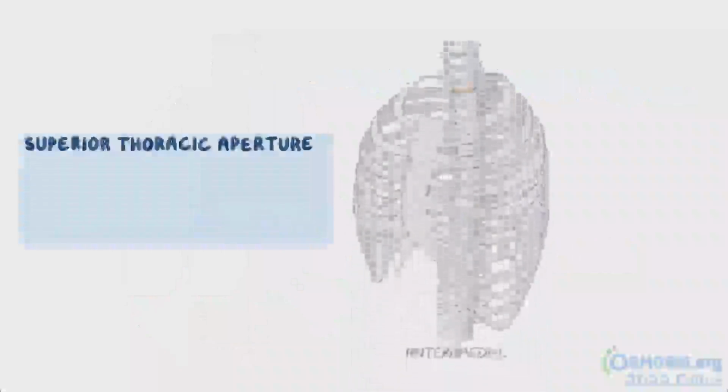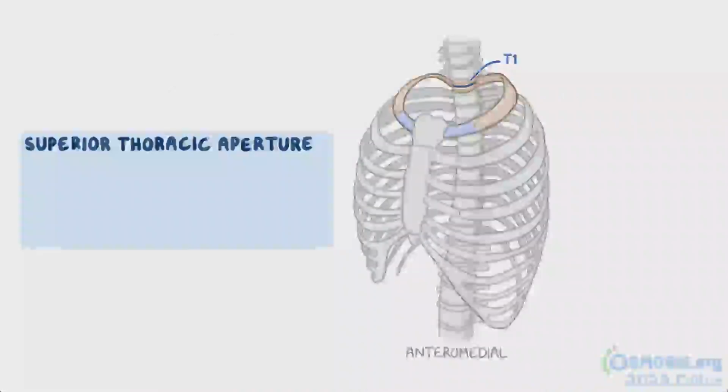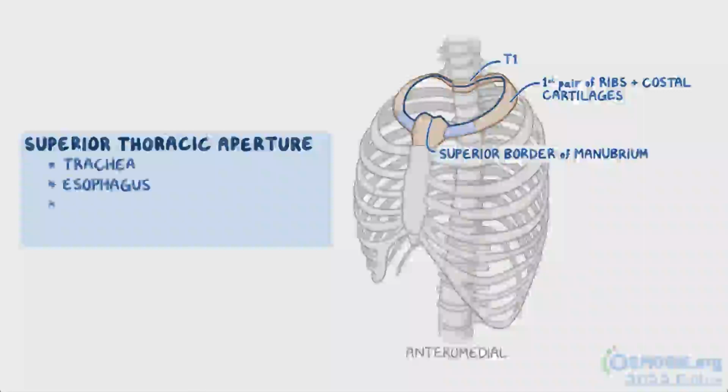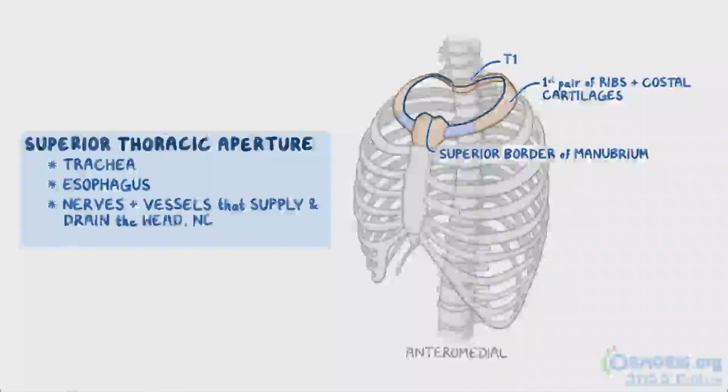The superior thoracic aperture is bounded posteriorly by T1 vertebra, with its body protruding anteriorly into the opening. Laterally, there's the first pair of ribs and their costal cartilages. Anteriorly, there's the superior border of the manubrium. Structures that pass through the superior thoracic aperture include the trachea, esophagus, nerves, and vessels that supply and drain the head, neck, and upper limbs.